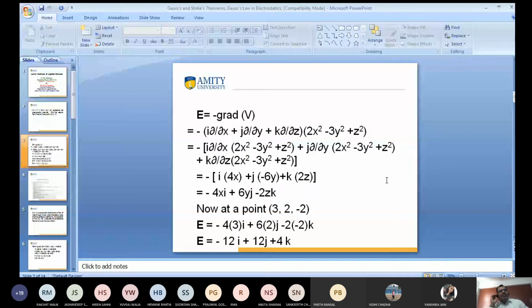E is equal to minus the gradient of phi, that is, i del by del x plus j del by del y plus k del by del z, applied to 2x square minus 3y square plus z square. So we get minus 4xi. Have you seen on screen? Minus 4xi, where ijk is the unit vector, plus 6yj plus 2zk. I substitute the values x equal to 3, y equal to 2 and z equal to minus 2. So this is minus 12i plus 12j plus 4k.